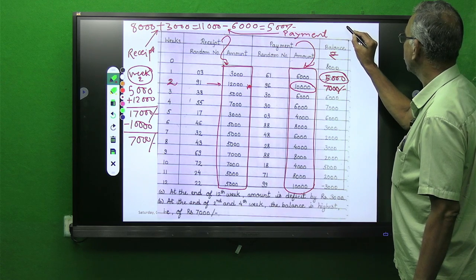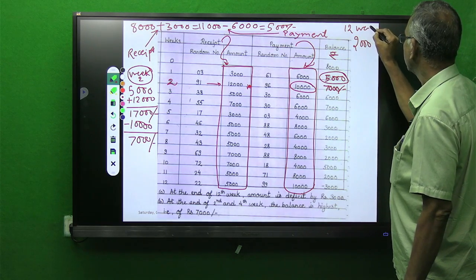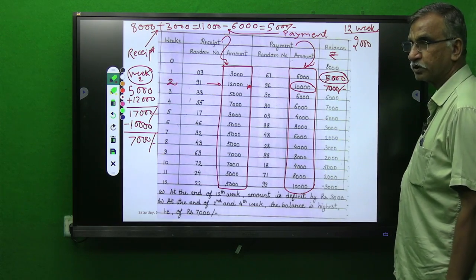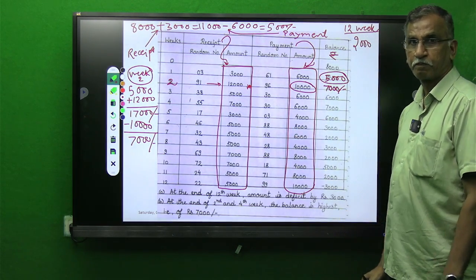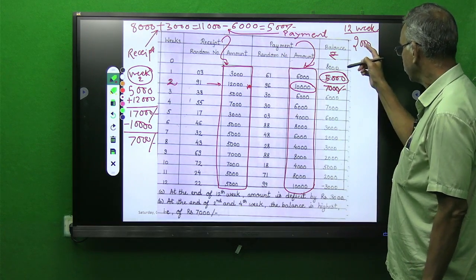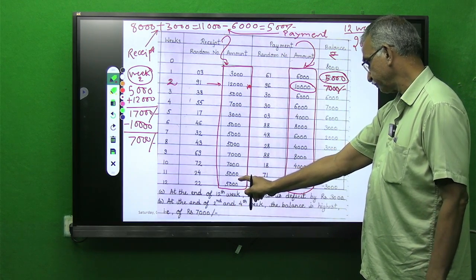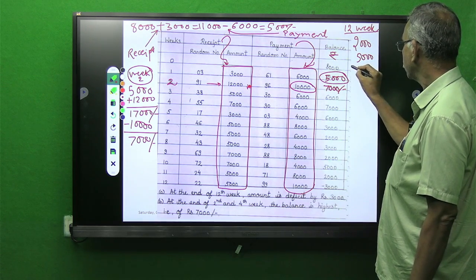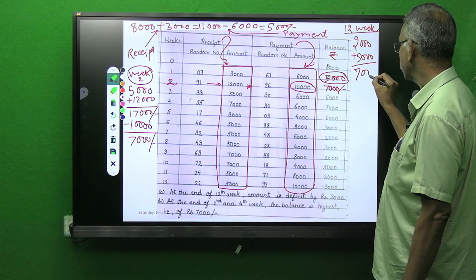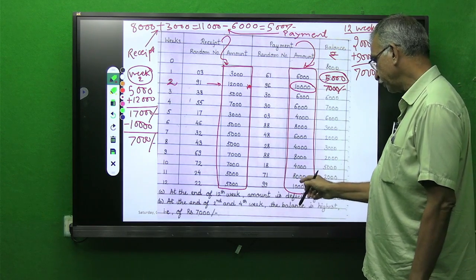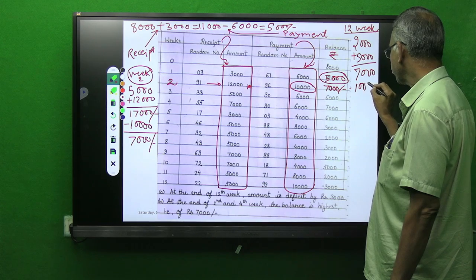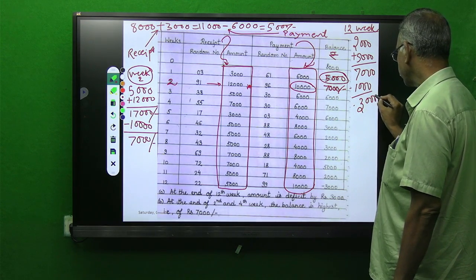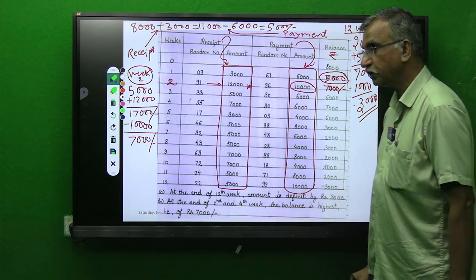I am talking of 12th week. 12th week opening balance is 2,000, which is the balance at the end of 11th week. Then see, receipt is 5,000. So you are having plus 7,000, but payment was 10,000. So the balance is minus 3,000. So that is in deficit.